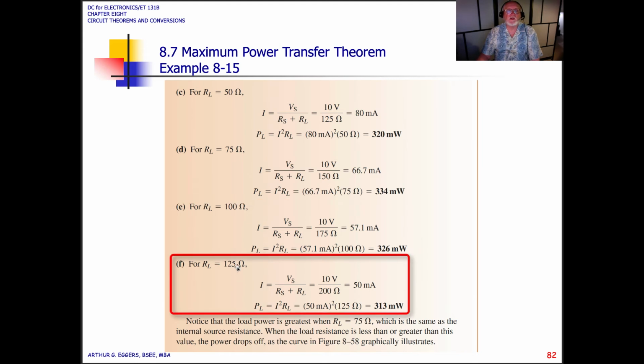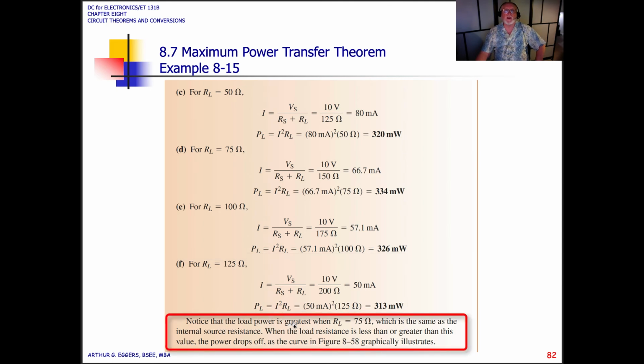And then lastly, 125 ohms. We have 10 volts divided by R sub S plus R sub L, 200 ohms, which gives us 50 milliamps. Our I squared R relationship, 50 milliamps squared times 125, gives us 313 milliwatts. So we came up to 334, flattened out a little bit, and now we're coming down on the other side. We're losing power. Notice that the load power is greatest when the load is 75 ohms, which is the same as the internal source resistance.